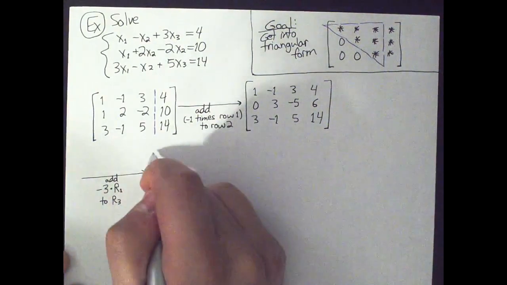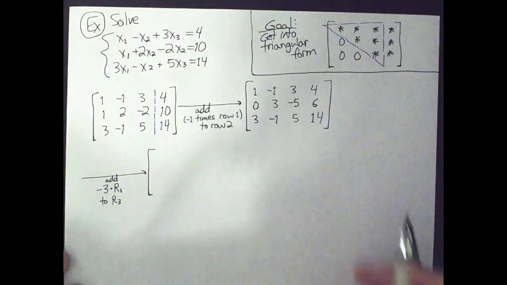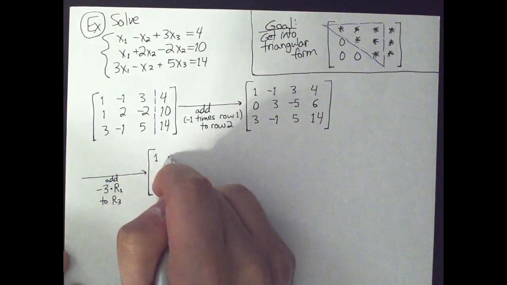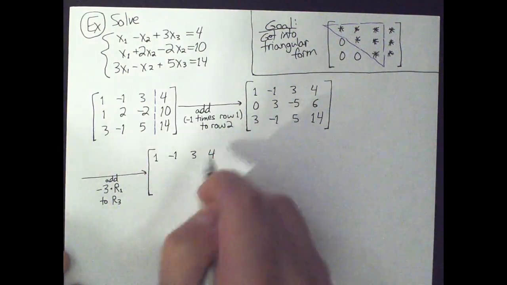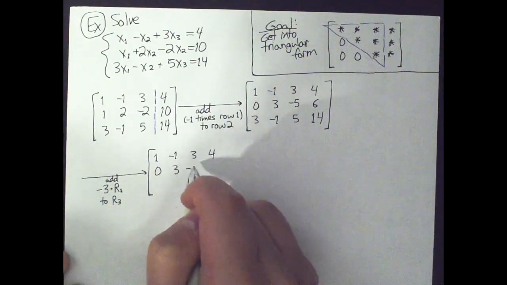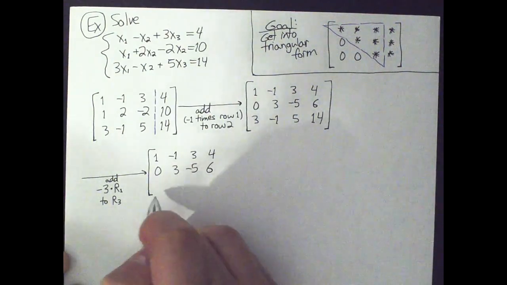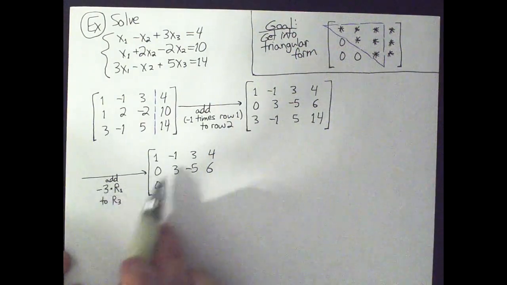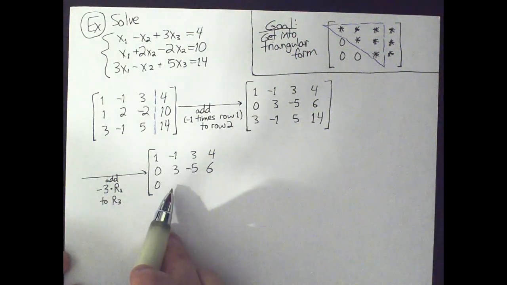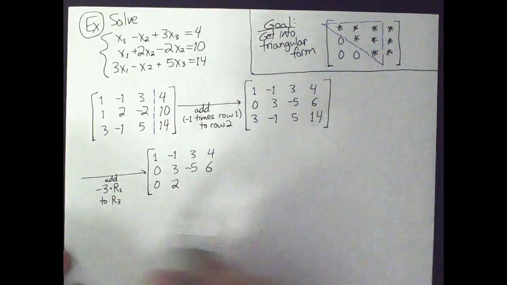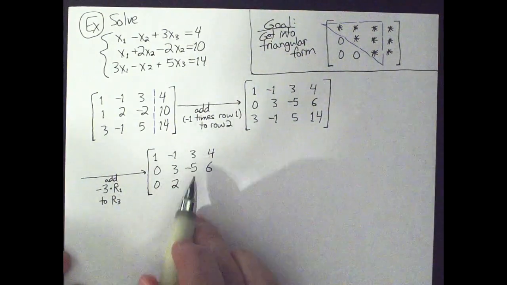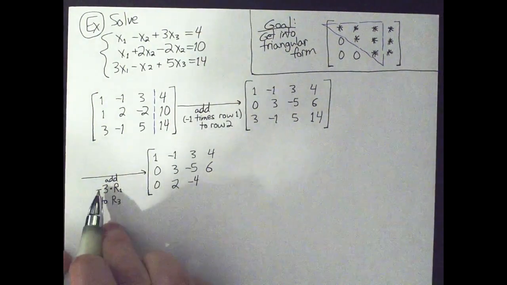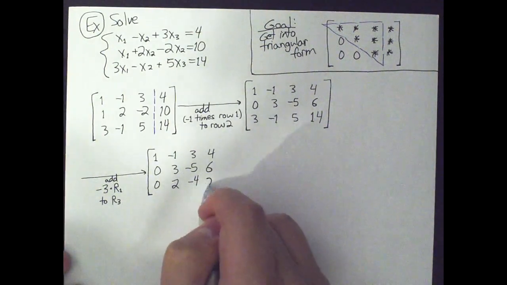You can write it that way if you want. Remember, when you do that, you're not actually changing row 1. You're not actually changing row 2 either. But we're definitely changing row 3. So row 3 gets a 0 there. That's why we did that. Let's see what happens to the rest of it. Negative 3 times negative 1 is 3, gets added to negative 1 to give us 2. Negative 3 times 3 is negative 9. That gets added to 5 to get us negative 4. Negative 3 times 4 is negative 12. That gets added to 14 to give us a 2.